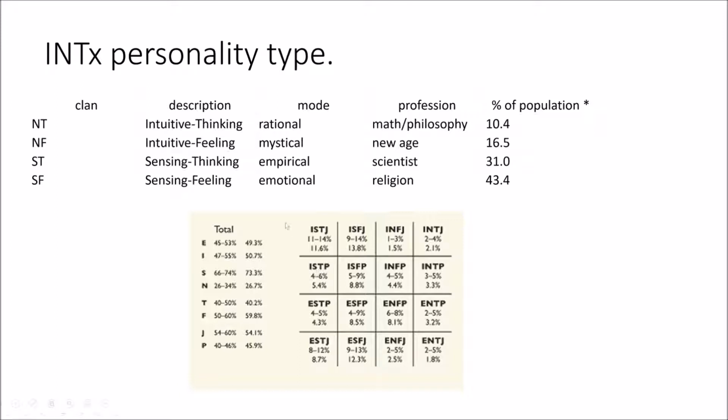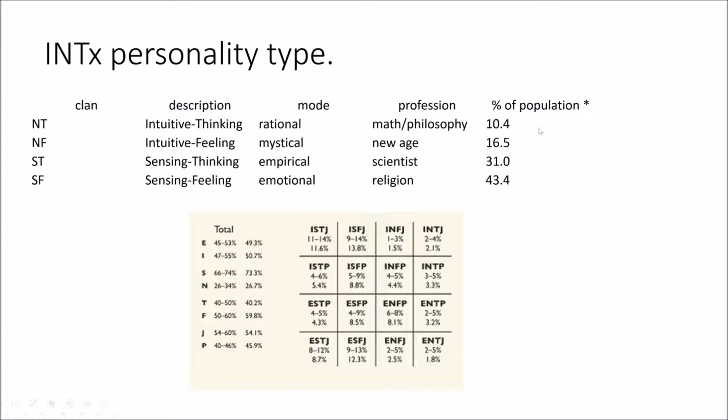So if you look at the various clans, the two inner modes of the Myers-Briggs personality type, you have intuitive thinking. The other components, like whether you're introverted or extroverted, or judging or perceiving, are just slight variations, but these are the nucleus traits. So here's how you can break everyone down. And the NT are the rational people.